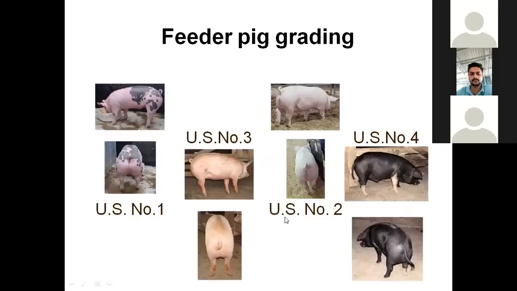So here you can see grade 1, grade 2, grade 3. See here the ham region is well developed. This is grade 1. You can see comparatively it is less well developed here. You can see here the leg region is much wider. Here it is not that much wider, it is very short here. Okay, so you can see the difference here. So this is grade 4. Again, you can see the difference.